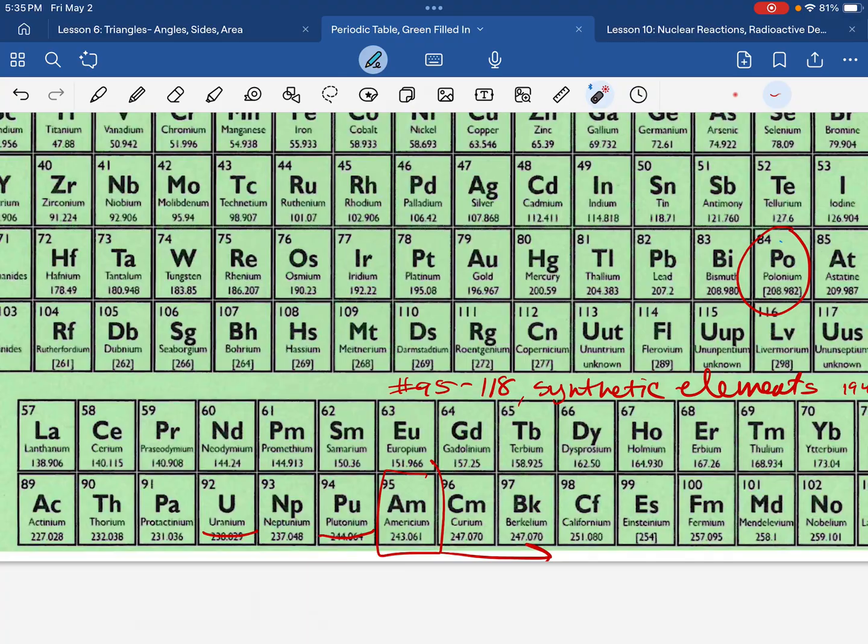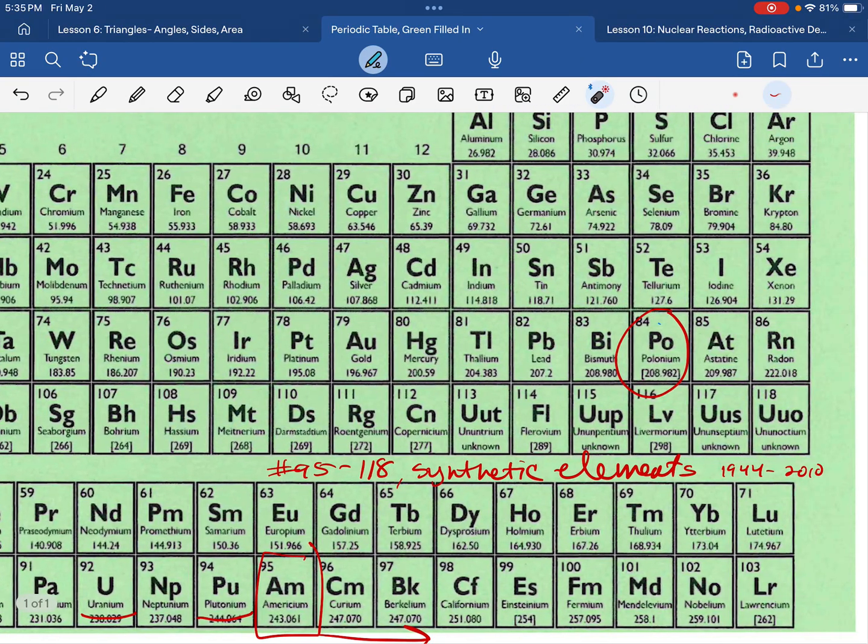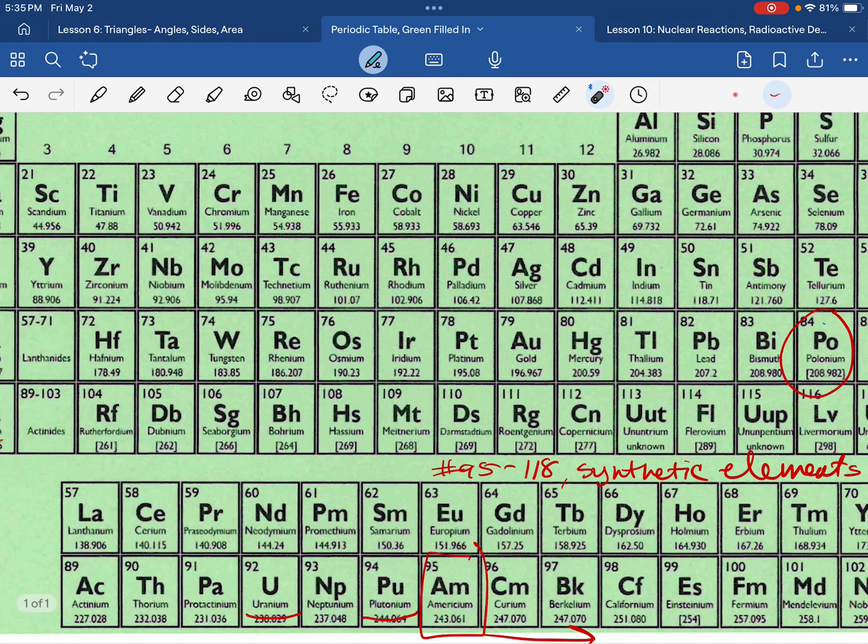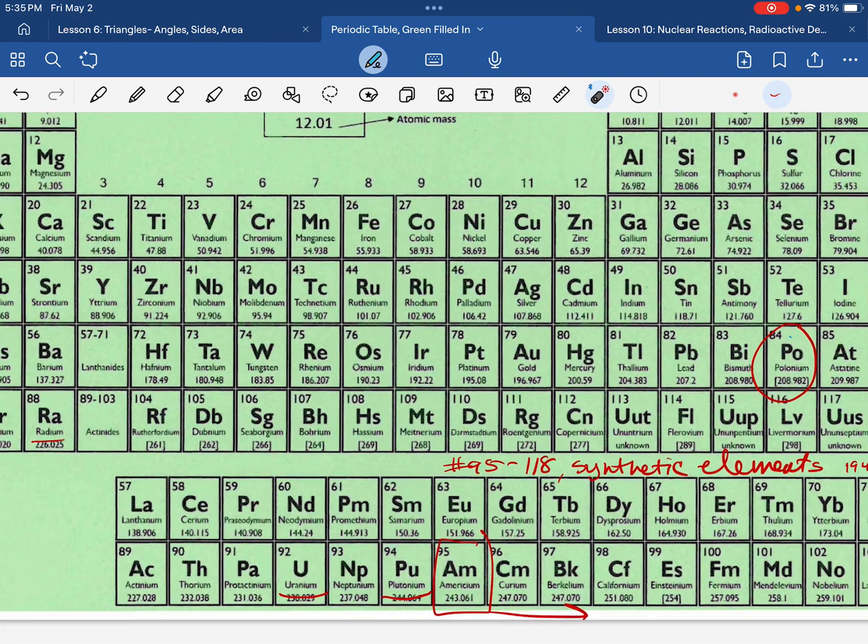And then it turns out that every single element that has more than 84 protons is radioactive. So everything from 84 on is unstable. It will decay. Some of them decay really quickly. They have short, what we call half-lives. Others take seconds or minutes. Others take millions of years.